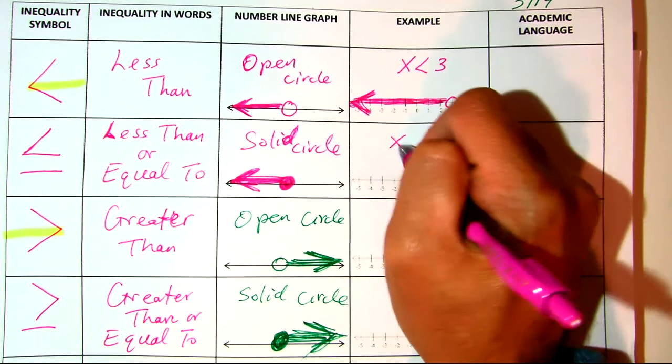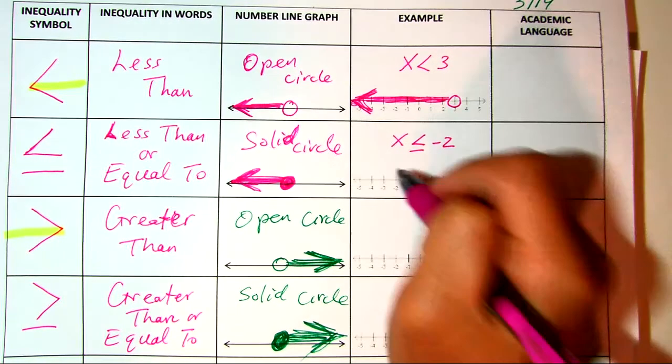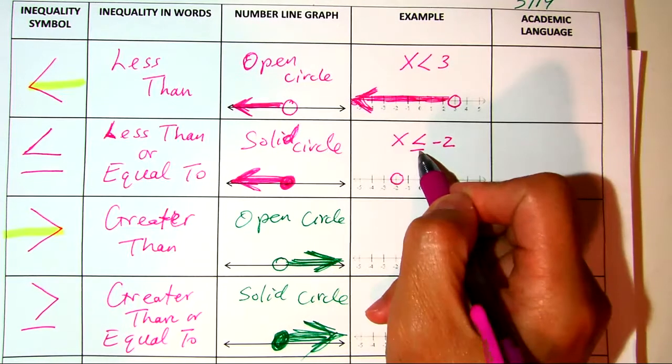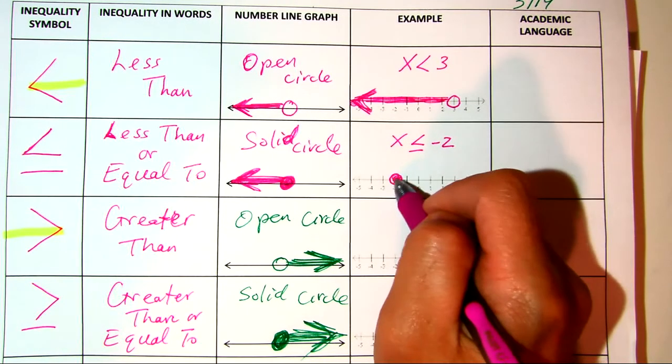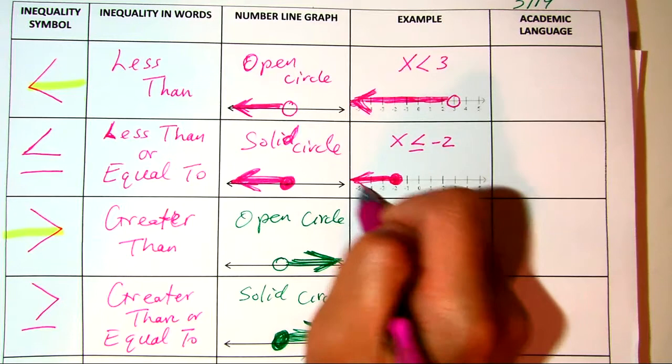Next one, x less than or equal to negative 2. So we start at negative 2, but it's also equal to, so we do a solid circle. Then it is less than, therefore we go to the left side.